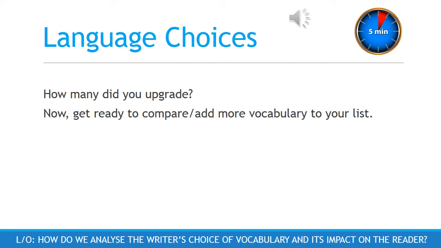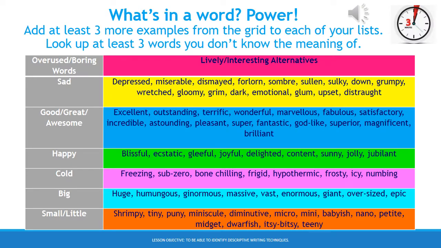Now, let's get ready to compare. We're going to add more vocabulary to the list. On this slide, we have a list of alternatives for the words we've already got on our worksheet. So read through these, choose 3 really good examples and add them to your list. Now, if there's any words you don't know the meaning of, and there might well be, like somber, for example, or jubilant, numbing, minuscule, look those up. Look at least 3 of those up, please.